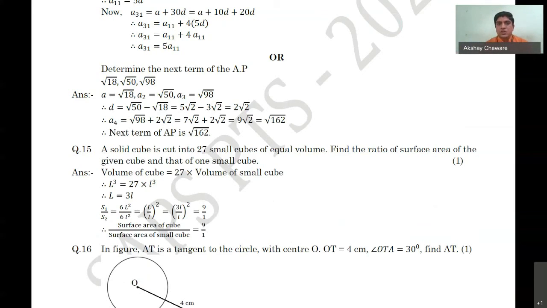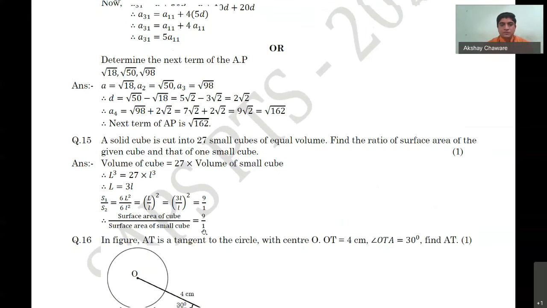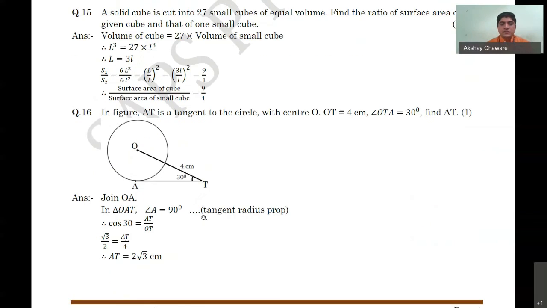With this relation, we can find the side of the solid cube in terms of the side of the small cube, and the relation is L is equal to 3l. Now after that, we have to find the ratio of the surface areas of both the cubes. So S1 upon S2, where S1 is for the big cube and S2 is for the small cube. So 6L square upon 6 small l square, and capital L is equal to 3 into small l, whole square. The ratio is 9:1.